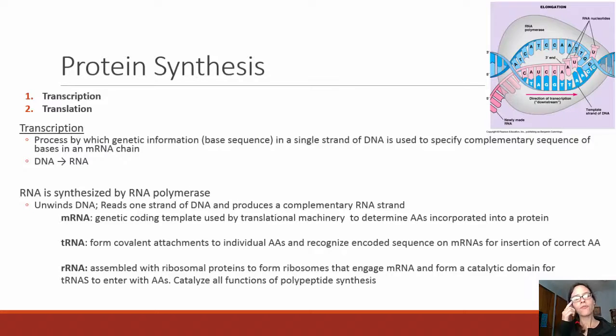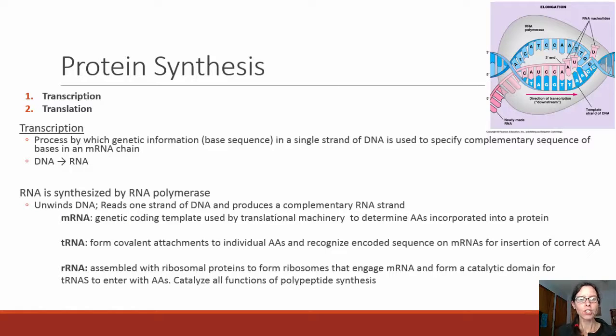Okay, so now let's talk about how exactly proteins are synthesized. And to do that, we're going to talk about two processes, transcription and translation. And again, hopefully some of this is reviewed for you. Now, transcription is the process by which we transcribe DNA to RNA.